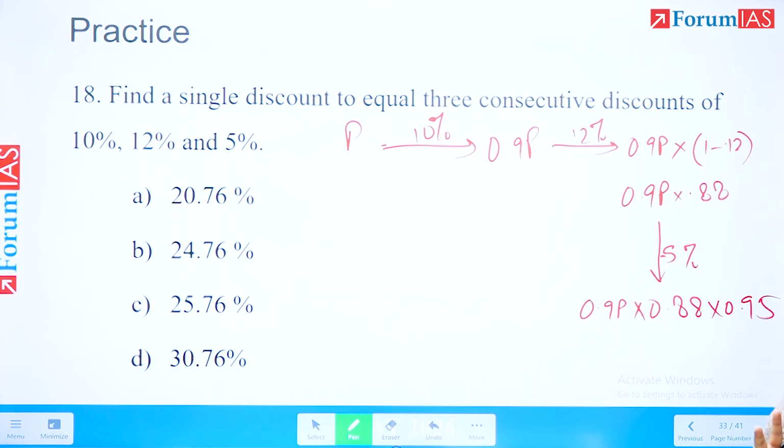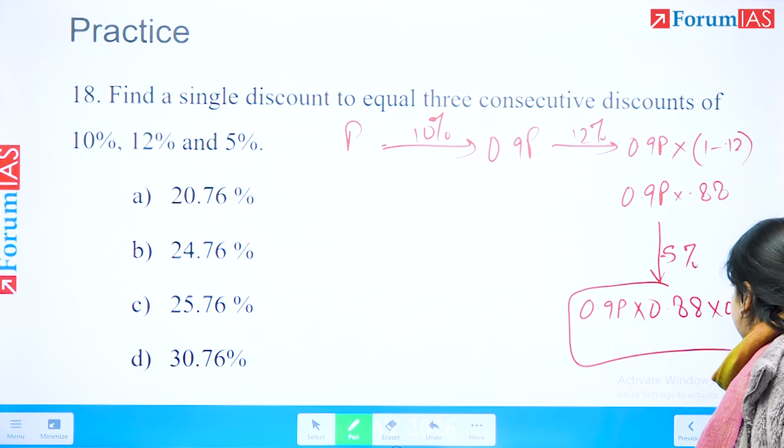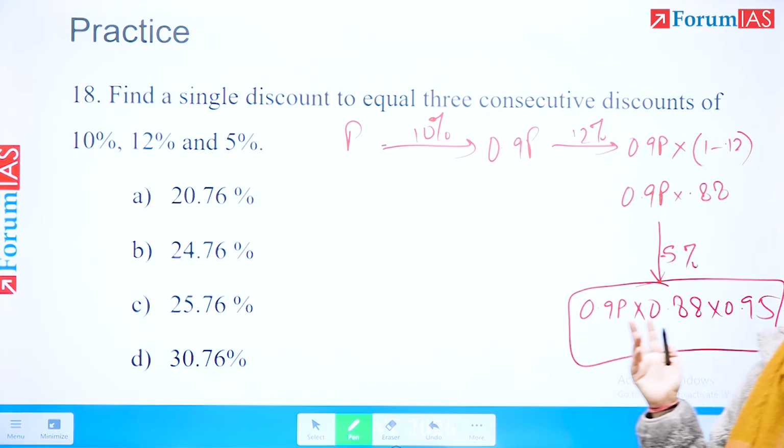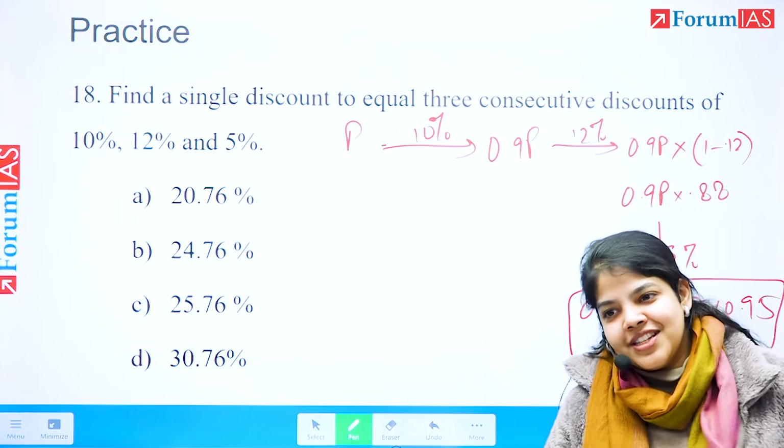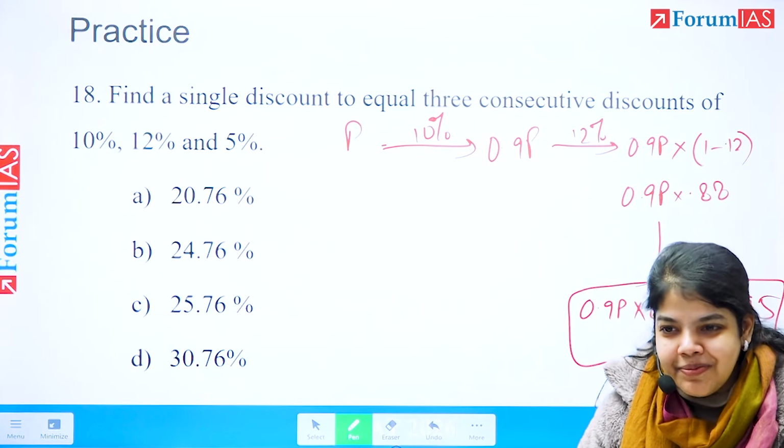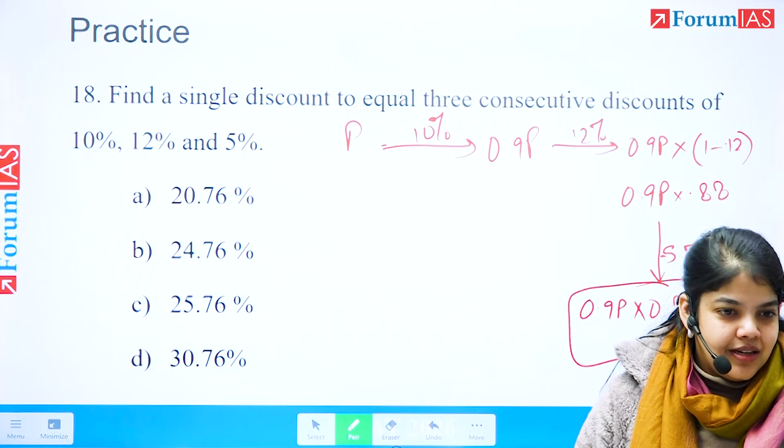Two ways of solving the question. One is this product. Second is by assuming calculation. I did 12% first because 100 में से 12 निकालना आसान था, बाद में थोड़ा सा मुश्किल होता. So I did that. I took 12% first. I hope it is clear.